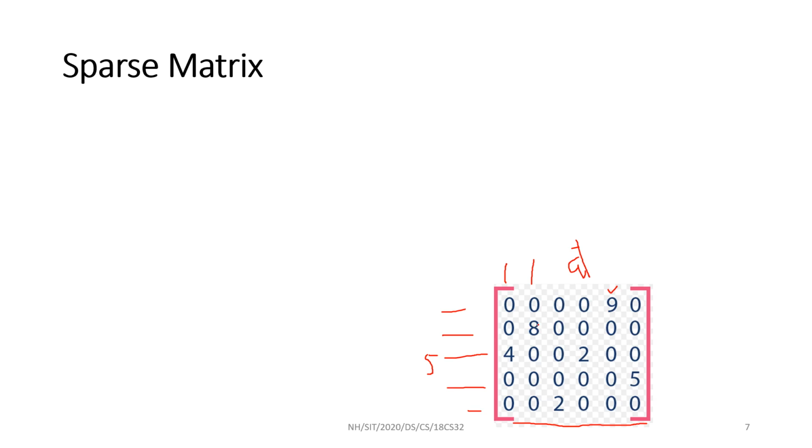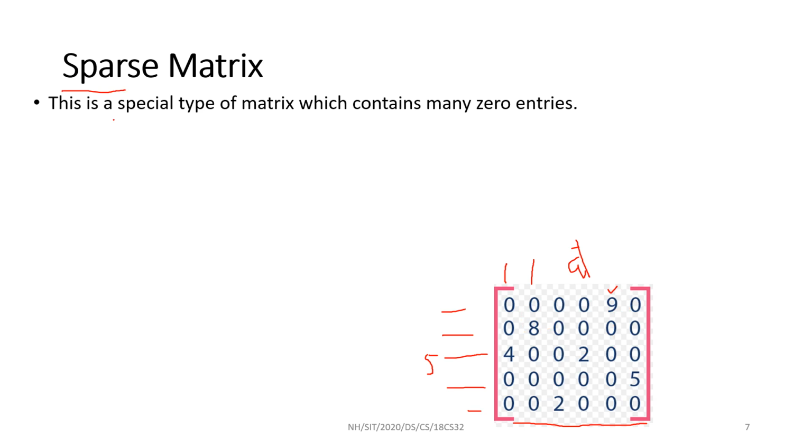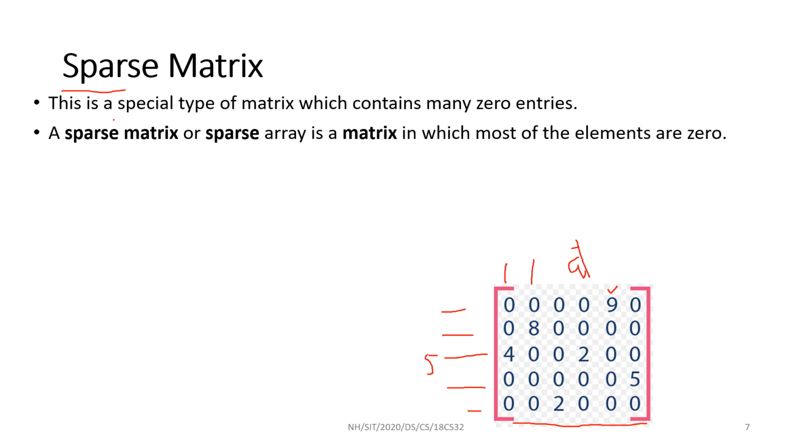You can see here there are too many zeros, but very few non-zero values. A matrix which consists of too many zeros and very few non-zero values is a special kind of matrix called a sparse matrix. A sparse matrix contains too many zero entries, too many rows or columns or cells having zero values.